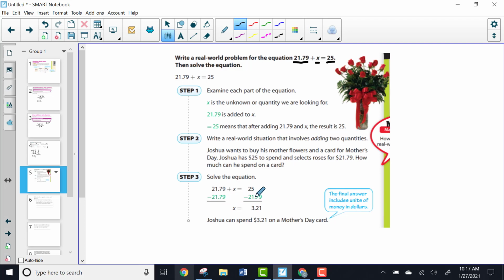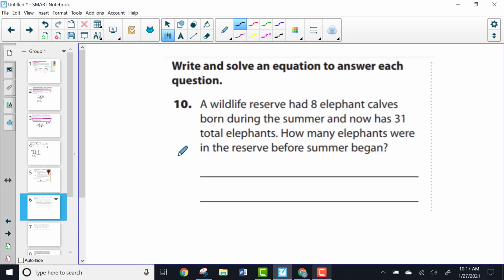You can see they did the subtraction property of equality. And then we can see that Josh has $3.21 left to spend on a Mother's Day card. Okay, so this is an example of how you write a real world problem for an equation. Now what we're going to do is turn our books to page 309. We're going to look at some real world problems, set up the equation, and then solve the equation.